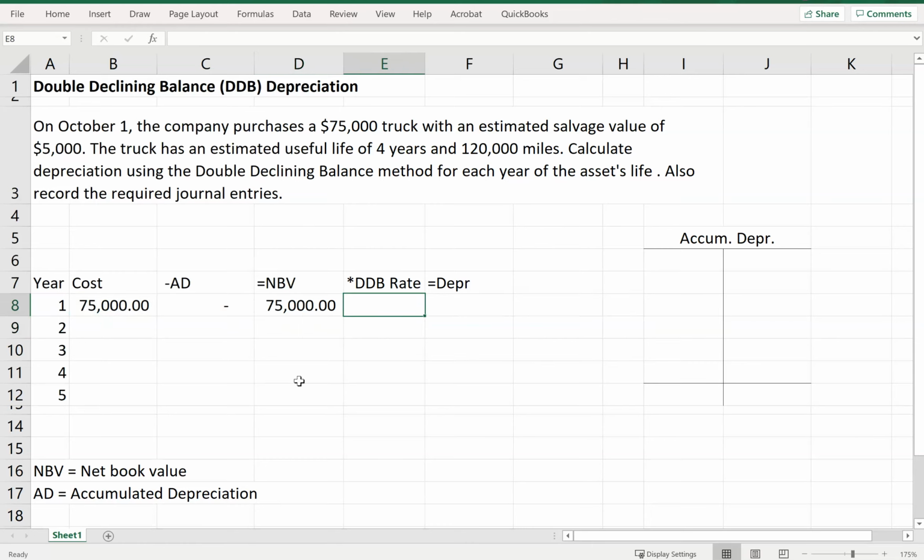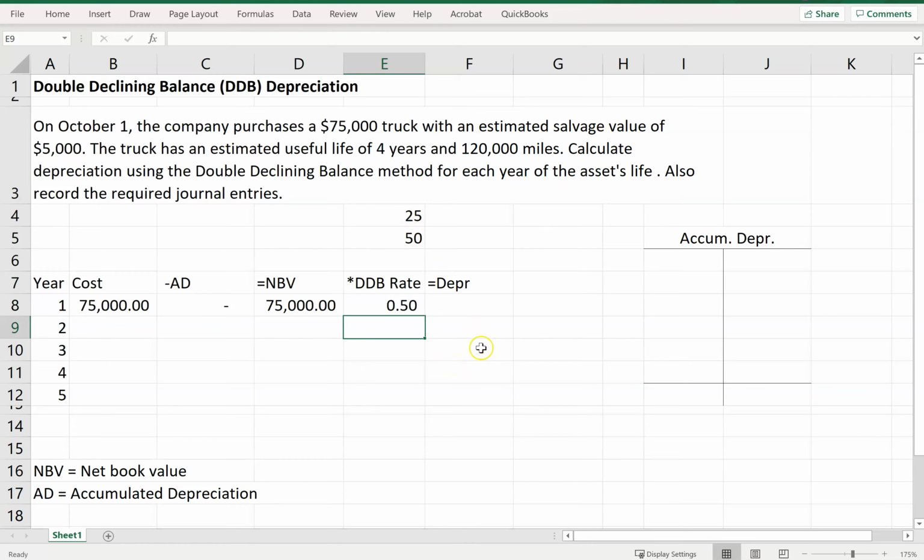Then we need to multiply it by the DDB rate. The DDB rate, double declining balance rate, is double the straight line rate. To calculate the straight line rate, you take 100, because it's 100% of the asset. You'll always do the number 100, and then you'll divide by the number of years. In this case, it's 4 years. So 100 divided by 4 gives us 25%. If we were doing straight line, we would take 25% of the asset's cost every year for 4 years. With double declining balance, you multiply that by 2. So our DDB rate is going to be 50%.